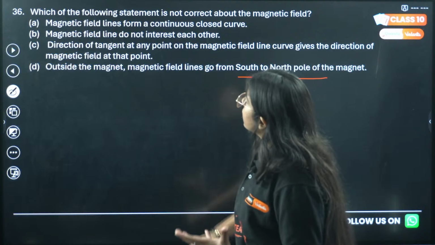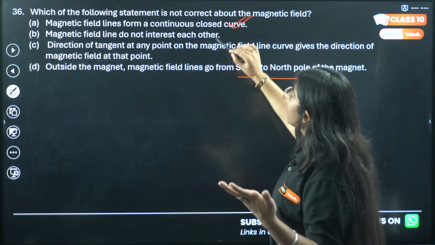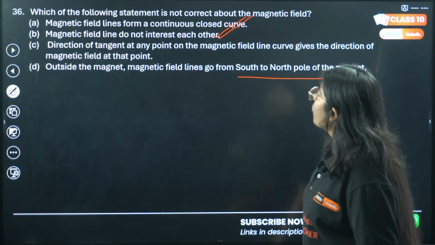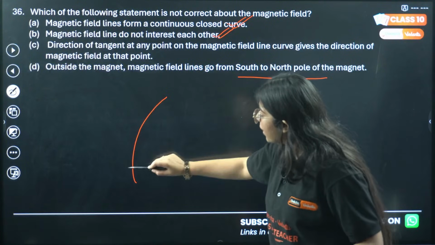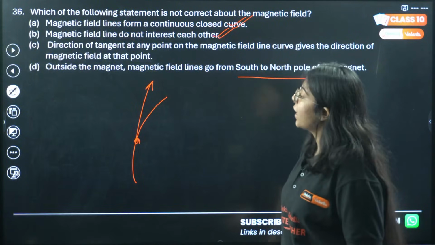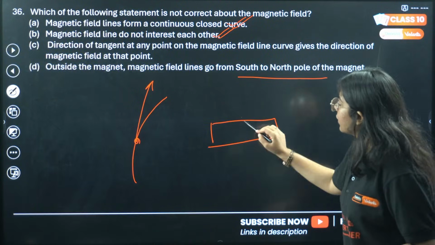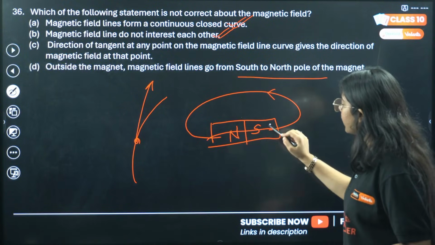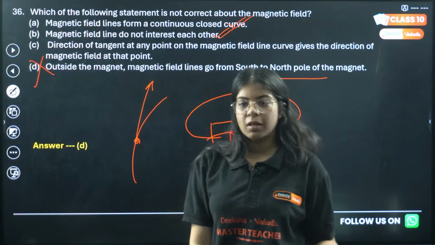Okay. Now magnetic field lines are definitely closed curves. We know that. Magnetic field lines do not intersect each other. We know that. That is true. Direction of tangent at any point on the magnetic field line curve gives the direction of magnetic field at that point. We know if this is my magnetic field, then at this point the magnetic field is in the direction of the tangent. That is true. Outside the magnet, magnetic field lines go from south to north. We know that outside the magnet it goes from north to south, inside it goes from south to north. So this is actually wrong. So D is your correct answer.